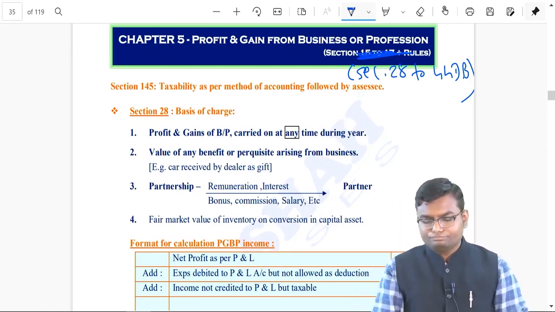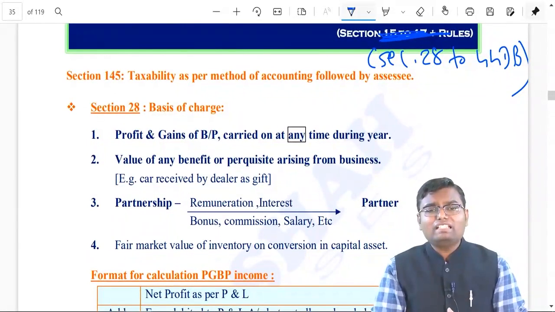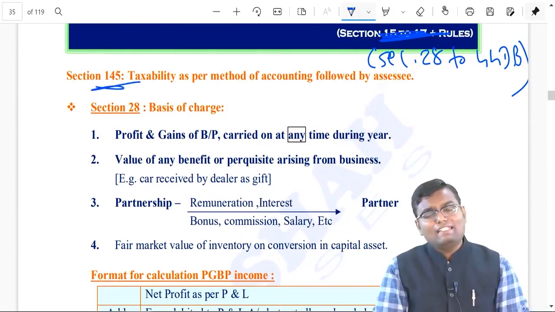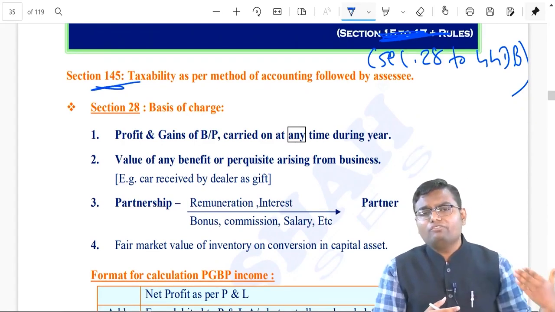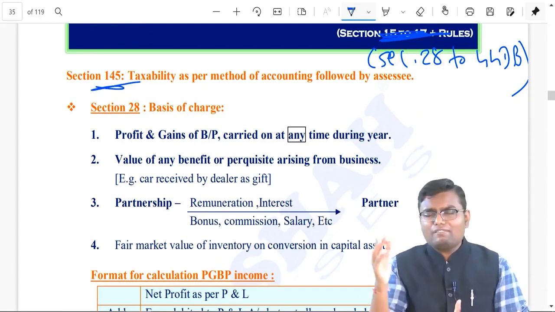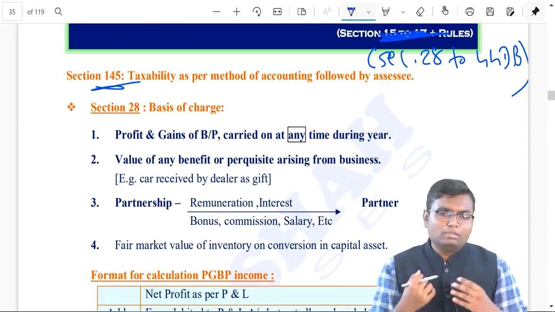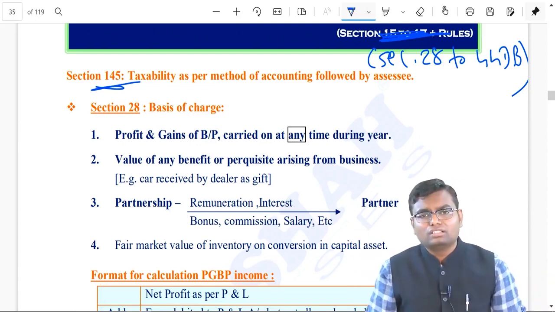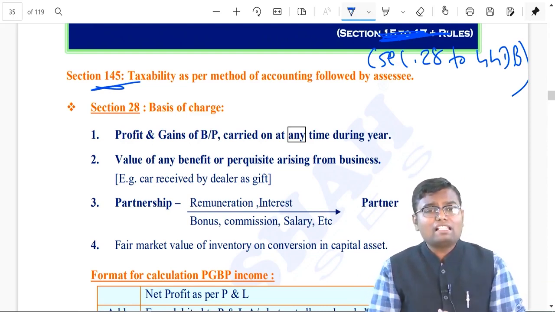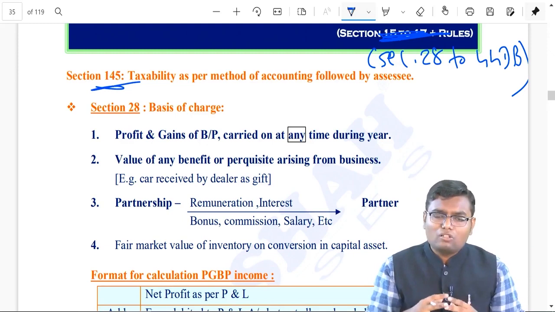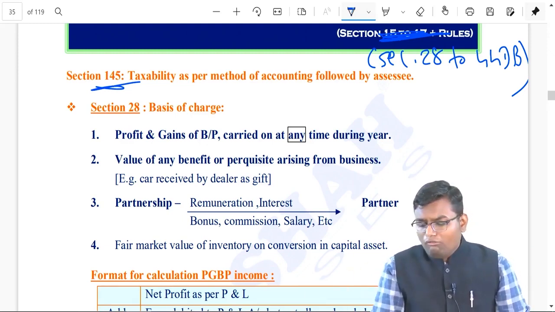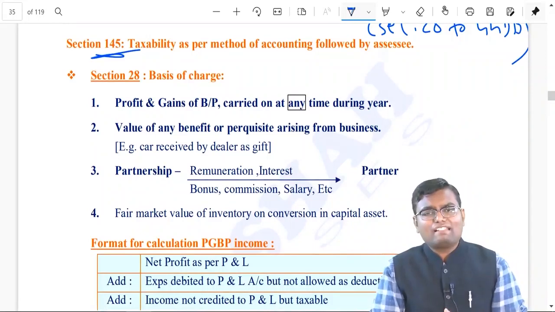Now, PGBP. The very first thing, section 145. Section 145 says that PGBP income is taxable as per the method of accounting followed by the assessee. If the assessee is following the cash system of accounting, the PGBP income will be taxable as and when received, as and when expended. But if the assessee is following the accrual system of accounting, then PGBP income will be taxable as and when it accrues and not when received. Now, which kind of incomes will be taxable in PGBP?